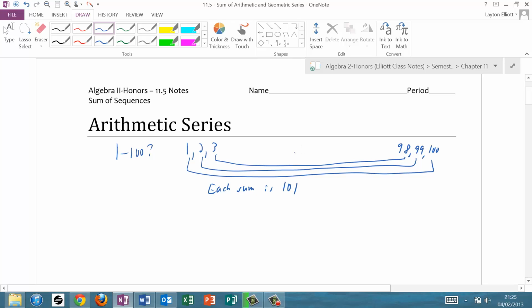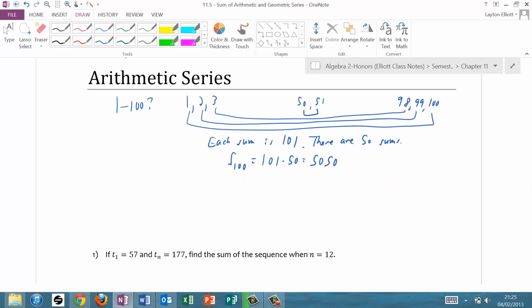And so the question becomes, how many sums do we have? Well, if we get down to the middle where we have 50 and 51, and I count the first digit of each pair, there are 50 sums. And 101 times 50 is 5050, and that would be the sum of all the digits between 1 and 100. I could denote that as S of 100.